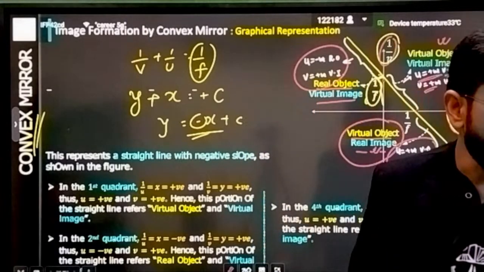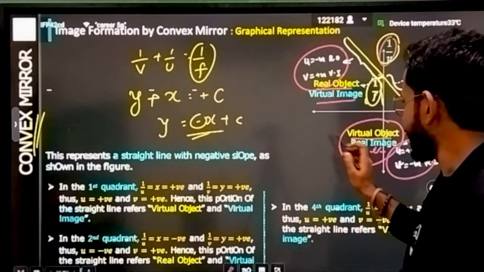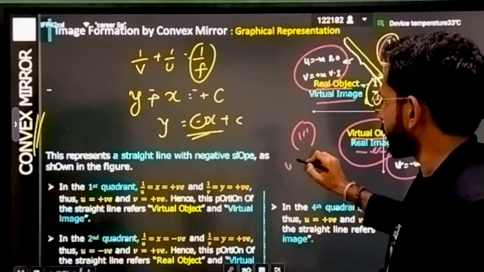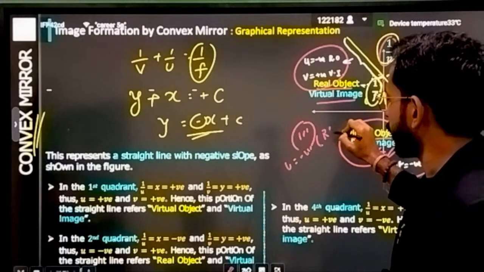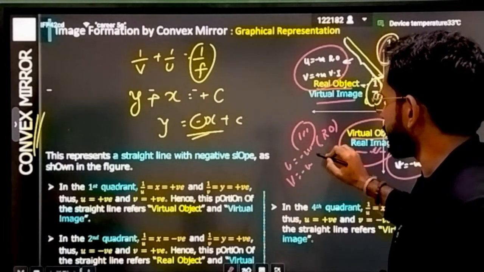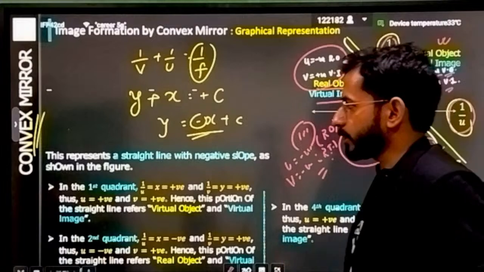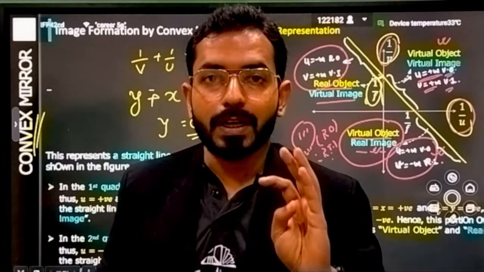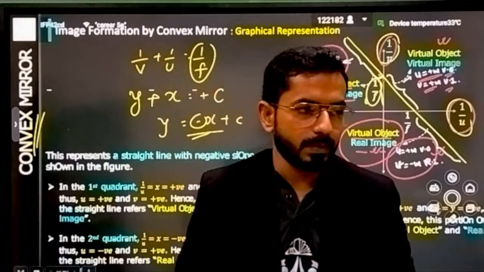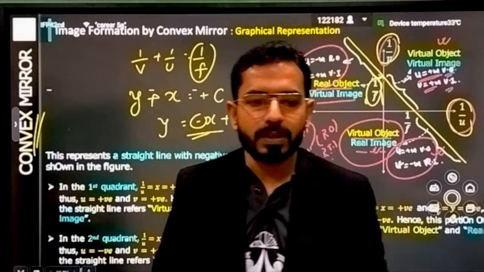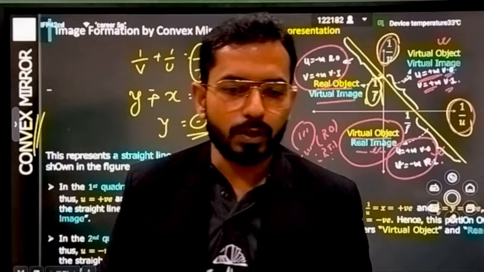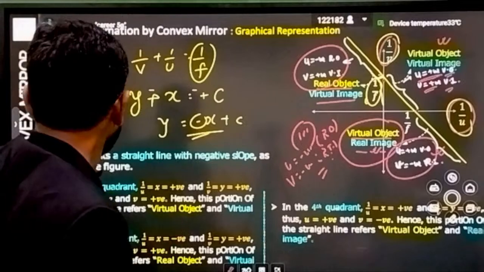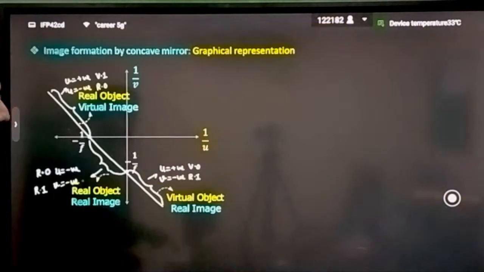So what is the case that is not possible for a convex mirror? This case, quadrant 3. What is there? U is negative, which means a real object, and v is also negative, that means a real image. What you understand from here is that from a convex mirror, you can never make a condition where the object is real and the image is also real. This is the case that you have to understand. Let's see for the concave mirror, because most of the ray diagrams we have seen are for the concave mirror.